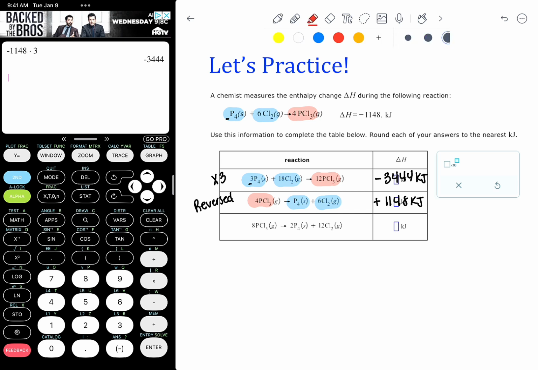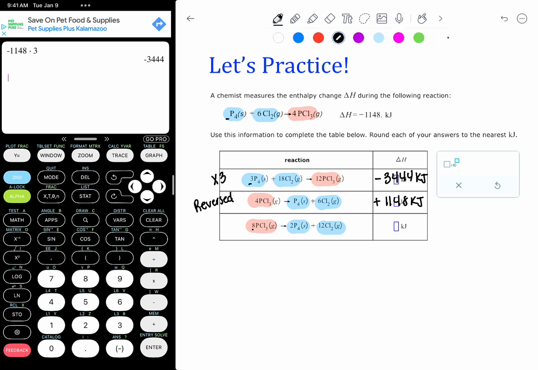Okay, and then for the last one, we have PCl3 on the reactant side again, and P4 and Cl2 on the product side. Our coefficients did change by a factor of 2, so this was reversed and multiplied by 2. So we have a positive here. We're going to take that 1148, which is now positive, and multiply by 2 to get 2296 kilojoules. Now these two problems are a really great example of what you're going to see in your homework. You may also see something being divided by, so you could also have division.